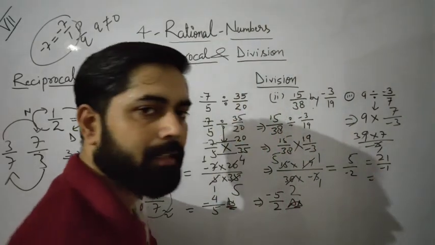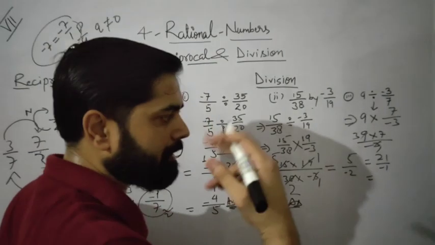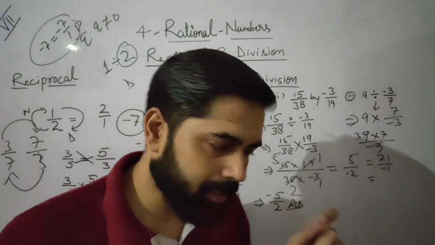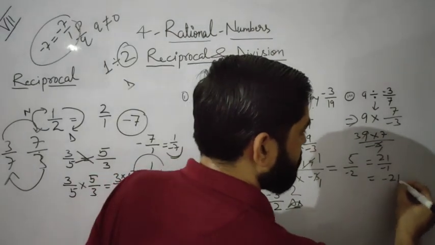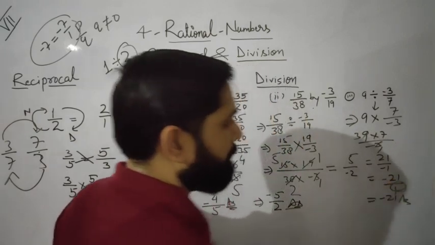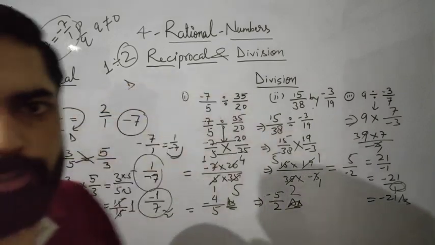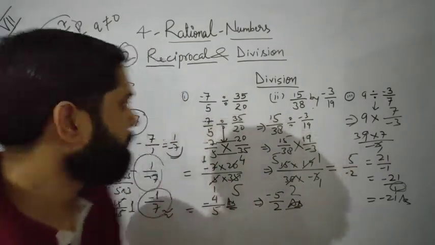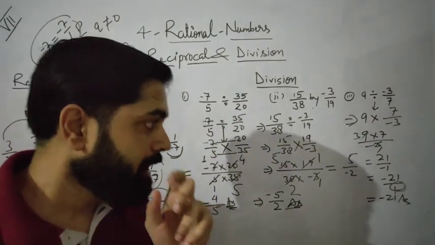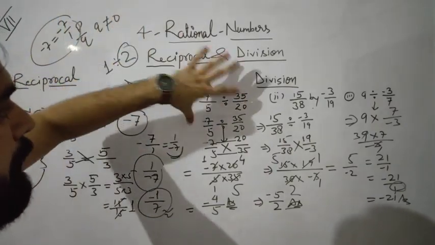Then this is in negative form. So in which form should we always write the answer? The denominator is always written in positive form in a rational number. Then the answer will be minus 21/1, or minus 21 is the answer. Minus 21 is the answer. Once again I will repeat, the reciprocal means you just switch the number: write the numerator in the denominator and the denominator in the numerator. So that is the reciprocal of the given number, and division is totally solved based on the reciprocal fraction.